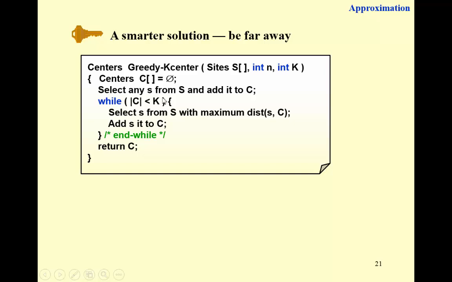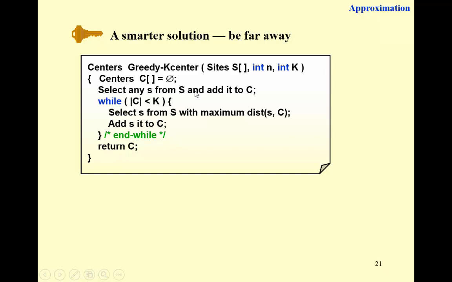So this is the pseudocode. Notice that there's no initial guess, no radius. Again, we initialize the center set to be empty, and we select any site to be the center. And then while the number of centers is smaller than k, we keep selecting s with maximum distance between this s and the center set. So that is to select the next site as far away as possible and add this one to be a new center. And we keep going like this until we collect exactly k centers.